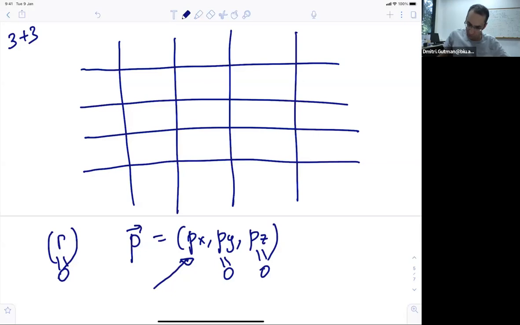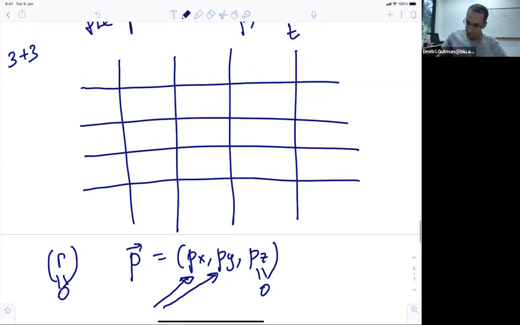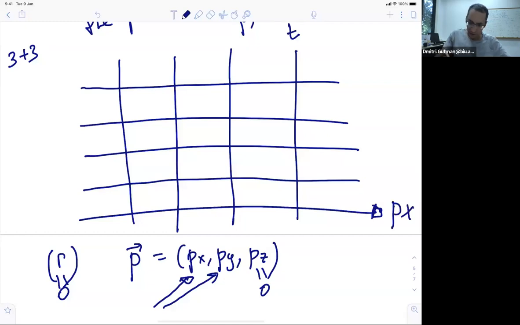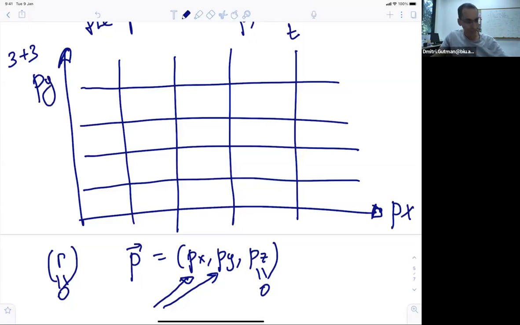Now on a 2-dimensional grid, I can draw two variables. Okay. So that would be PX and PY. So these will be different. So in this case, it will be component PX, and this will be component PY. This is a cross section of a phase space that I drew.